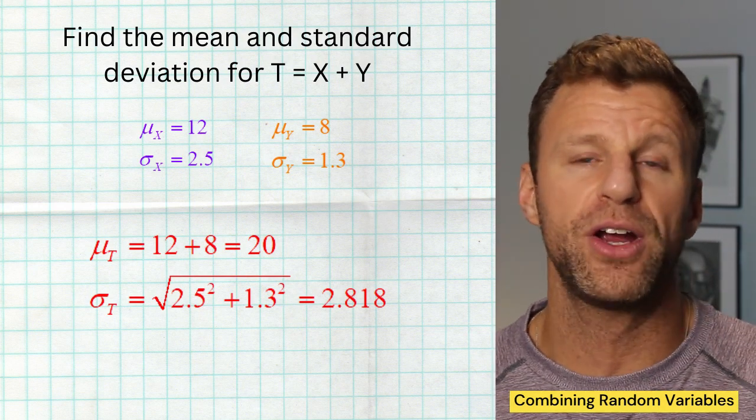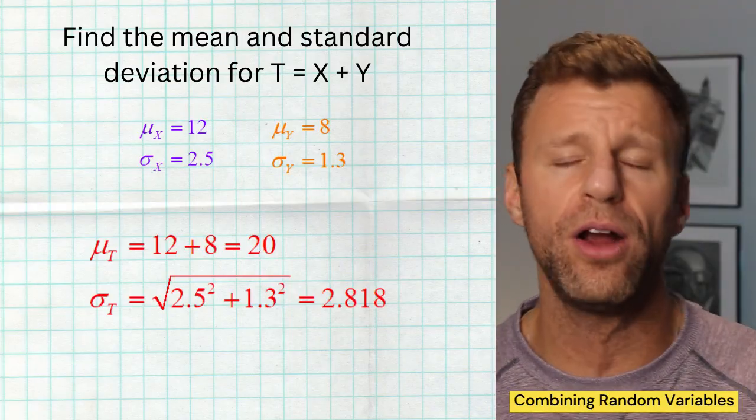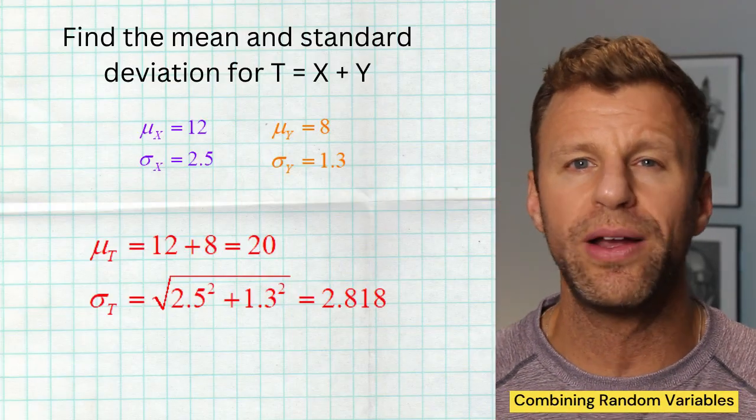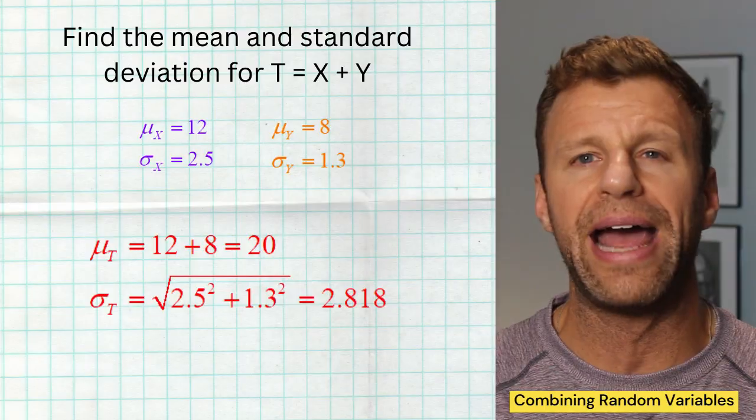Then we're going to add the variance from y, that's 1.3 squared. 1.3 is the standard deviation for y. Squaring it instantly turns into variance. We are allowed to add that variance together.